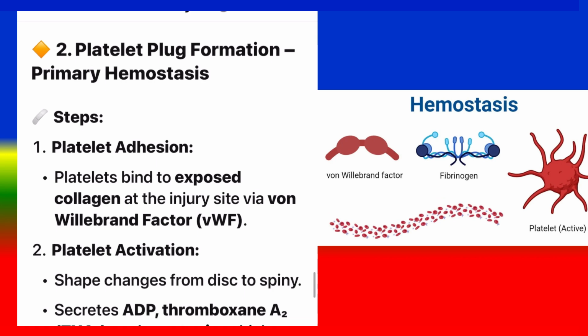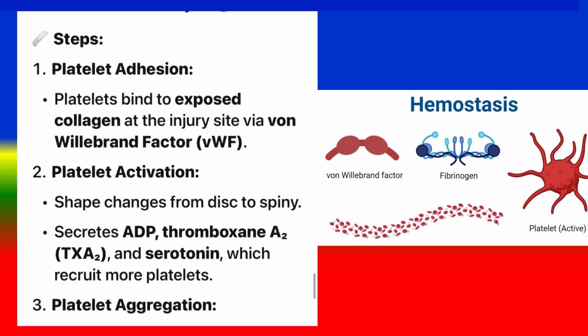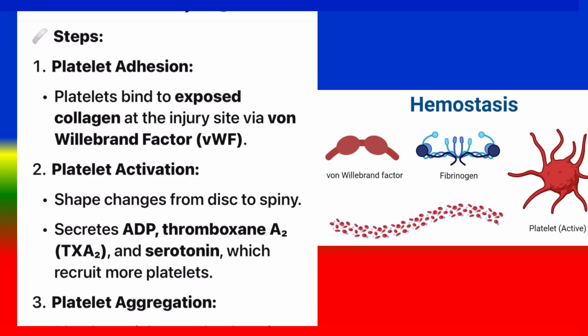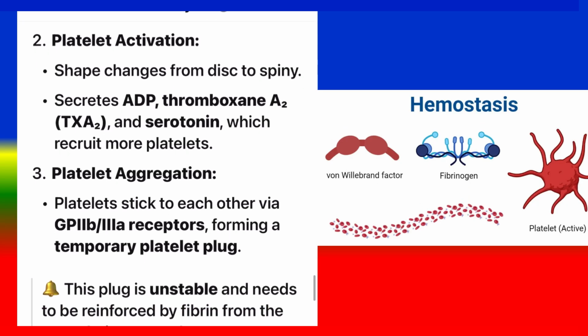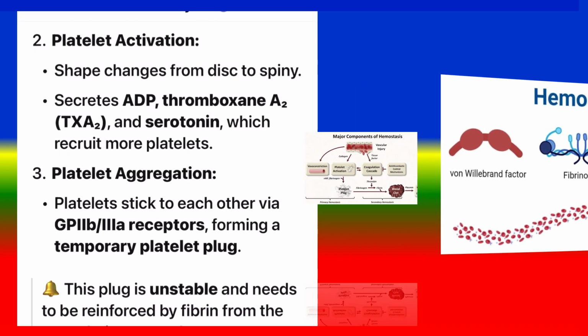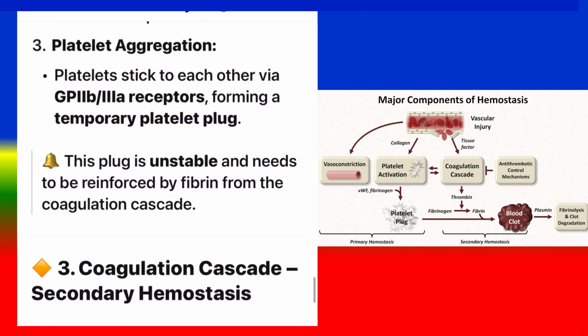2. Platelet plug formation, primary hemostasis. Steps: 1. Platelet adhesion. Platelets bind to exposed collagen at the injury site via von Willebrand factor, VWF. 2. Platelet activation. Shape changes from disc to spiny. Secretes ADP, thromboxane A2, TXA2, and serotonin, which recruit more platelets.